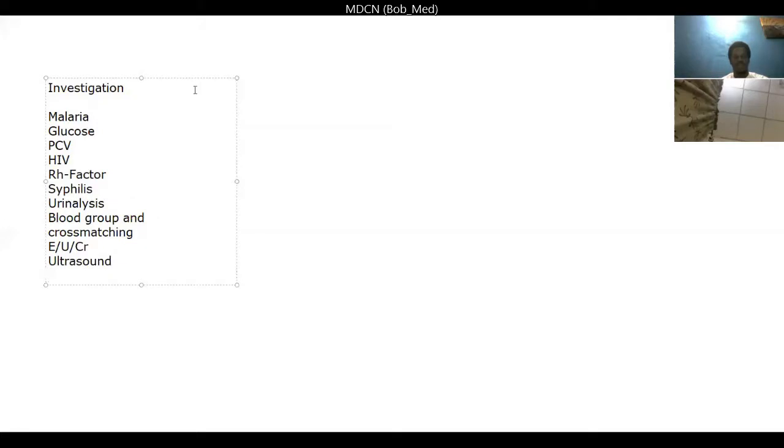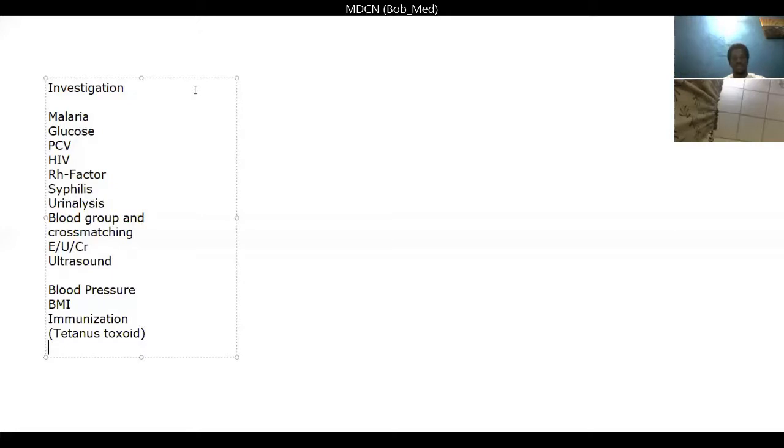What else? You want to check the BMI and the blood pressure of the patient. You want to give certain immunization, like tetanus toxoid. So immunization in pregnancy, things like tetanus toxoid, is very important. These are the major ones.